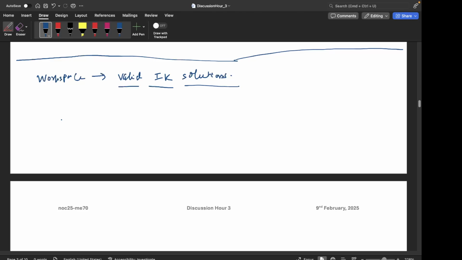So for a 2R manipulator, wait, let me use the next page. Something happens here.